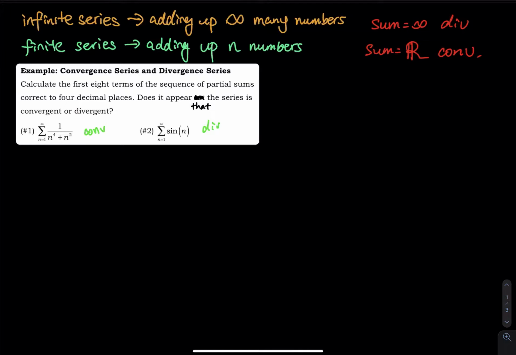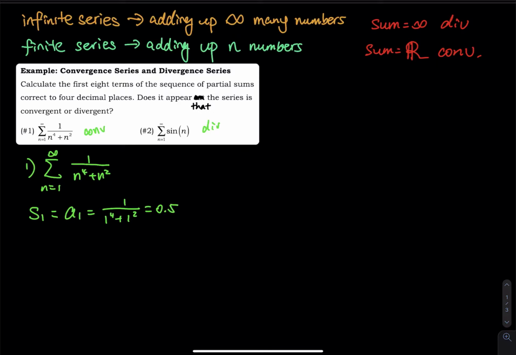Number one, we have the sum, n goes from 1 to infinity, of 1 divided by n to the fourth plus n squared. You might need to use your calculator because we are going to do some approximation. They are asking me to calculate the first 8 terms of the sequence of partial sums correct to 4 decimal places. The first one is I want to find S1. What is S1? S1 means the sum of the first term. When n is equal to 1, I have 1 over 1 to the 4 plus 1 squared. That is equal to 0.5.